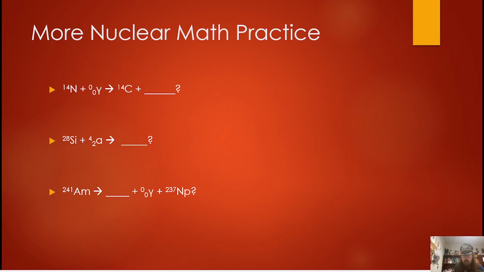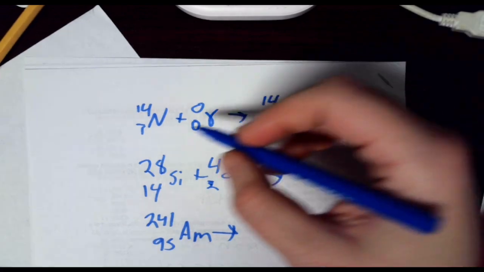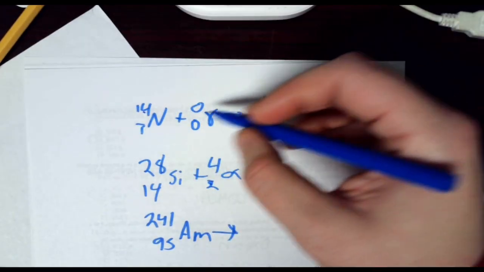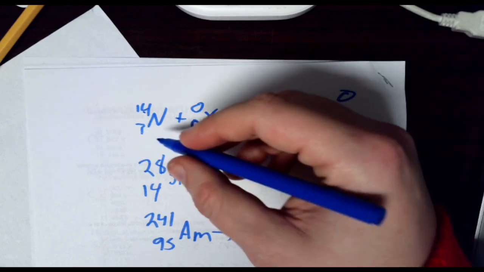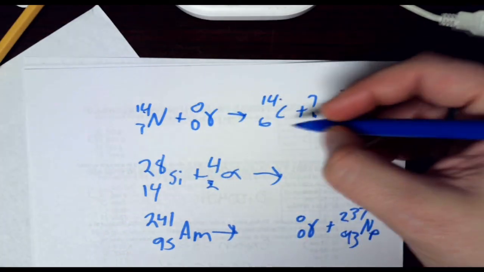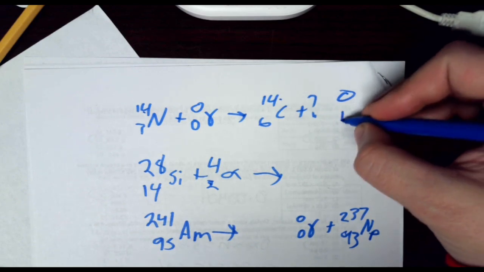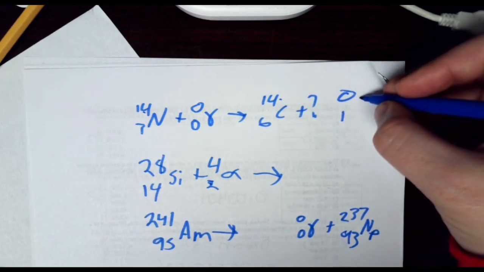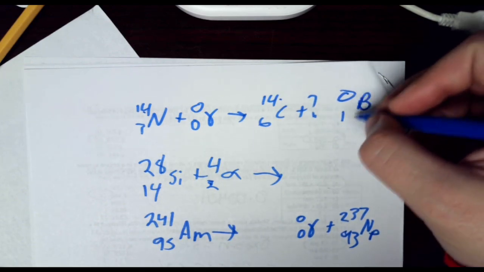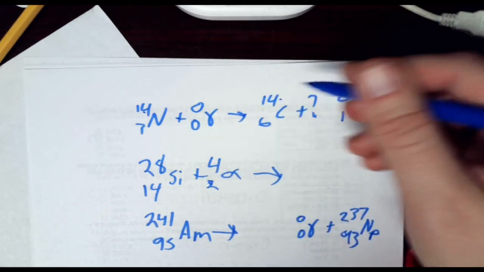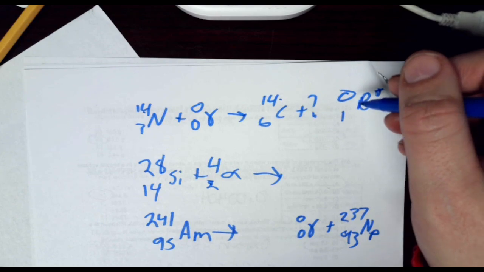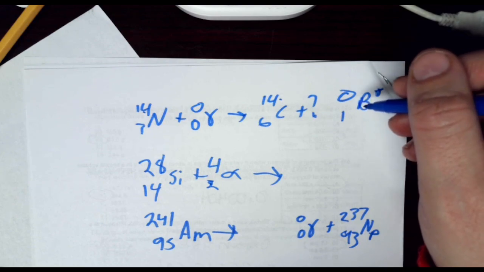Okay, so this is where we're going to leave you, but we'll work this out real quick. Look, 14, 14. 14 plus 0 is going to have to also be 14. 7, 0, 6, and what? It has to be 1. The particle that has 0 and 1 is a positron emission. After this converts, we have a positron emission to form carbon-14.